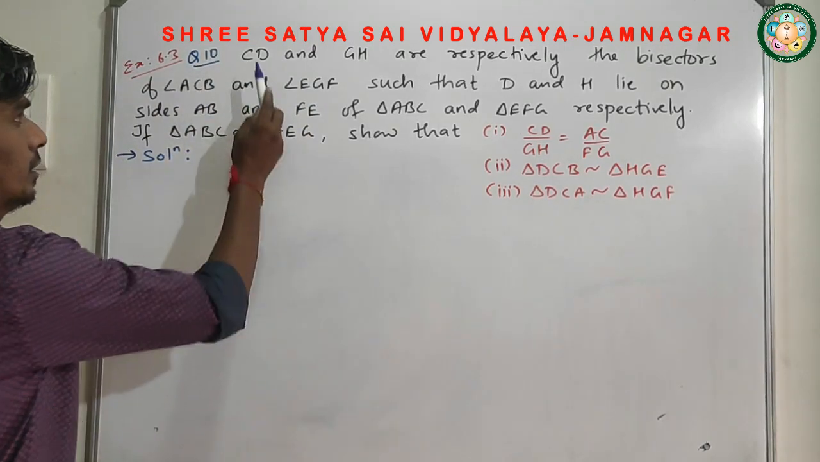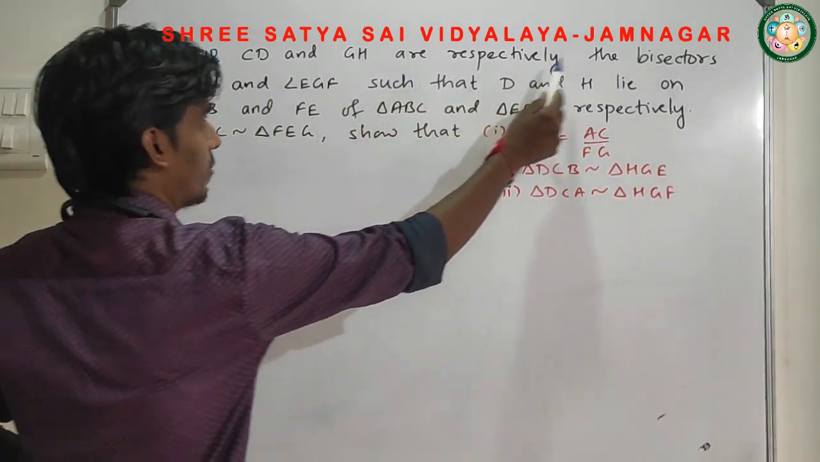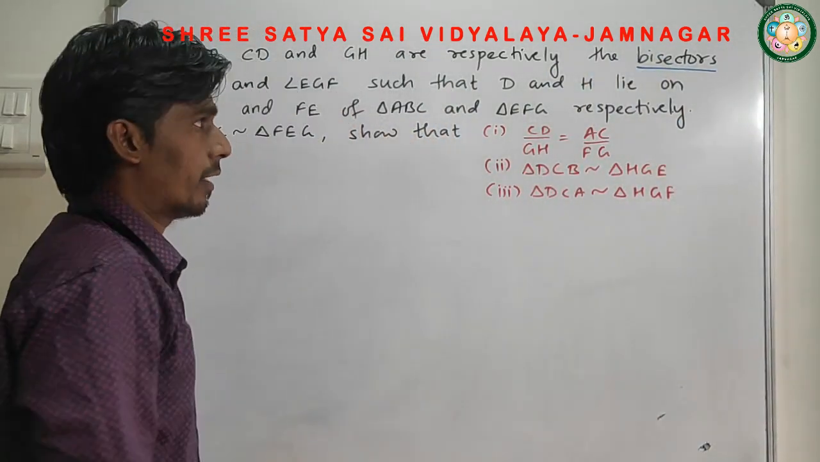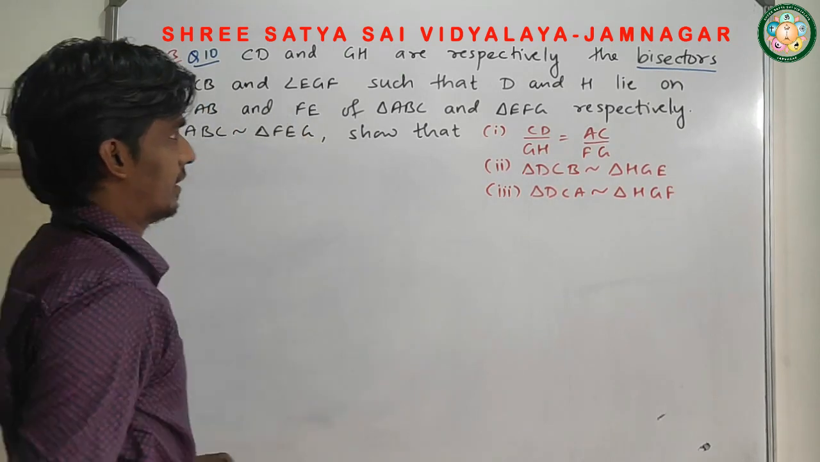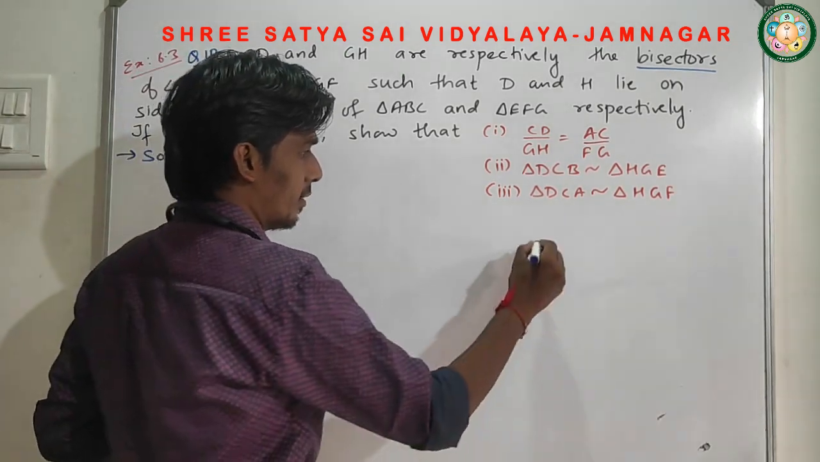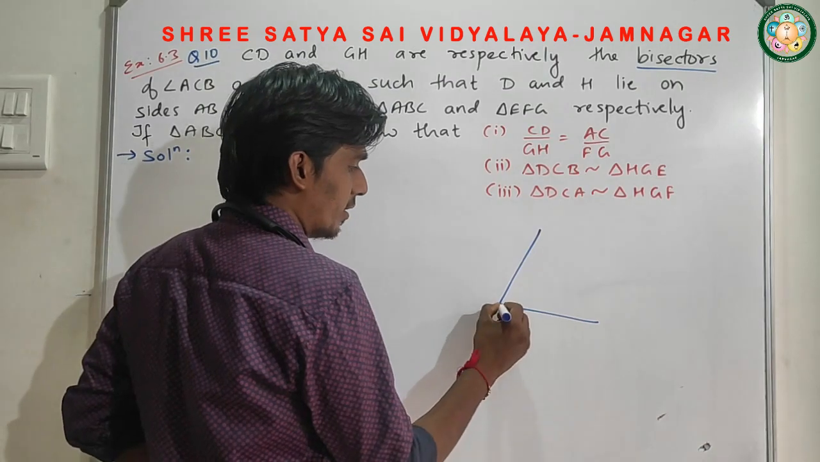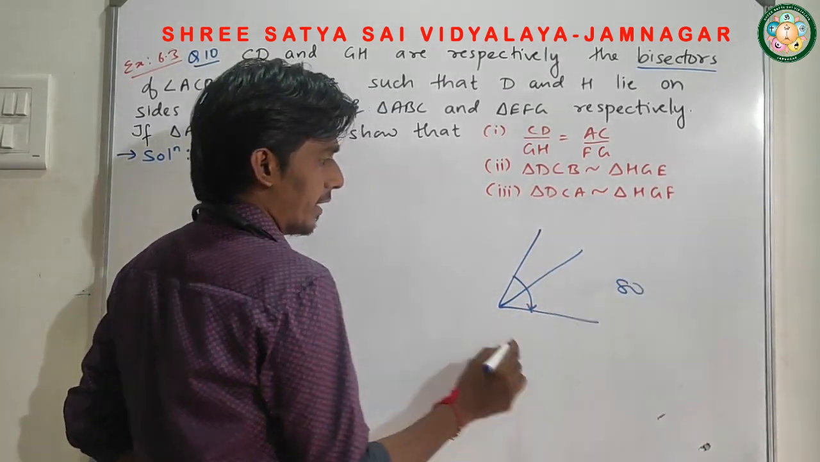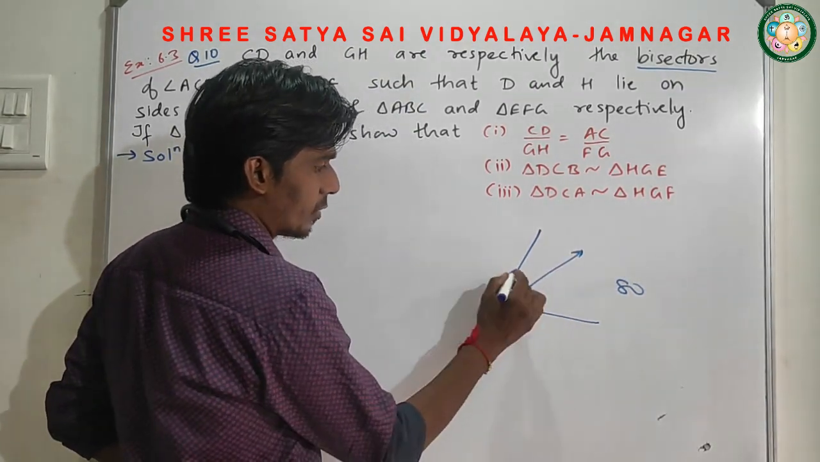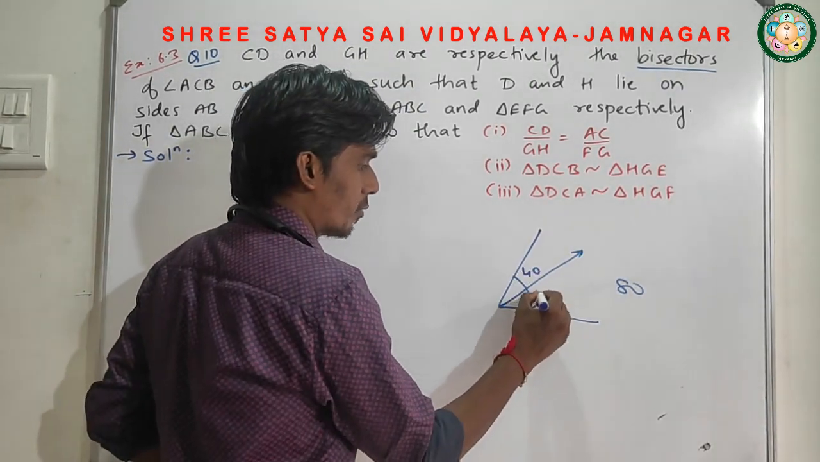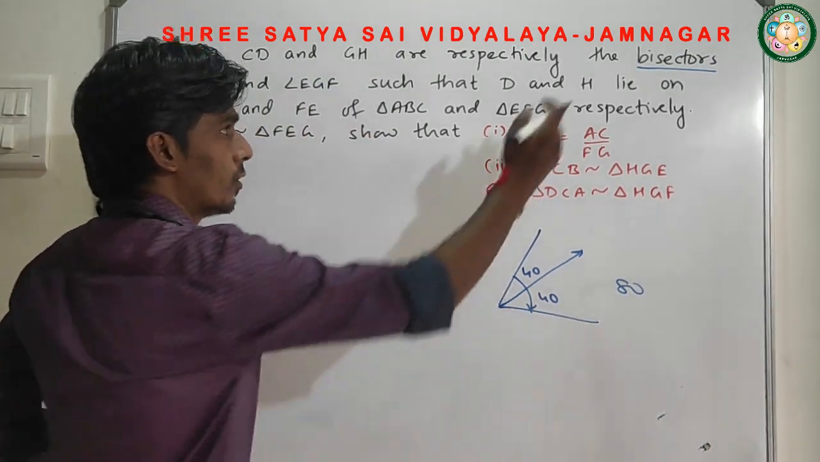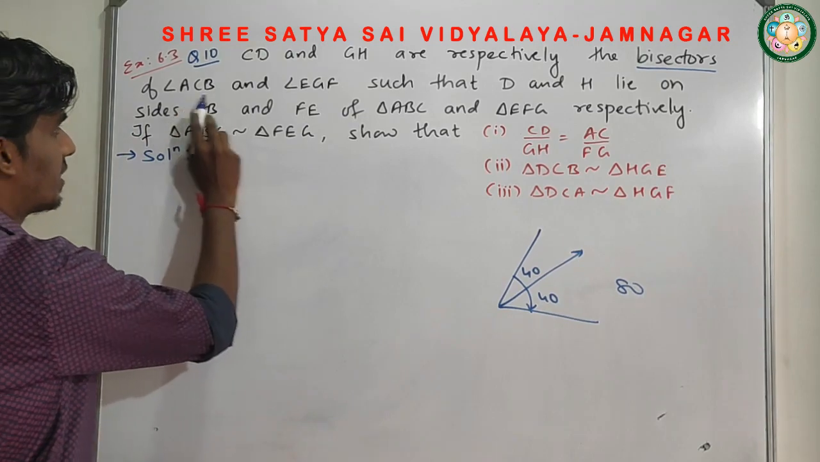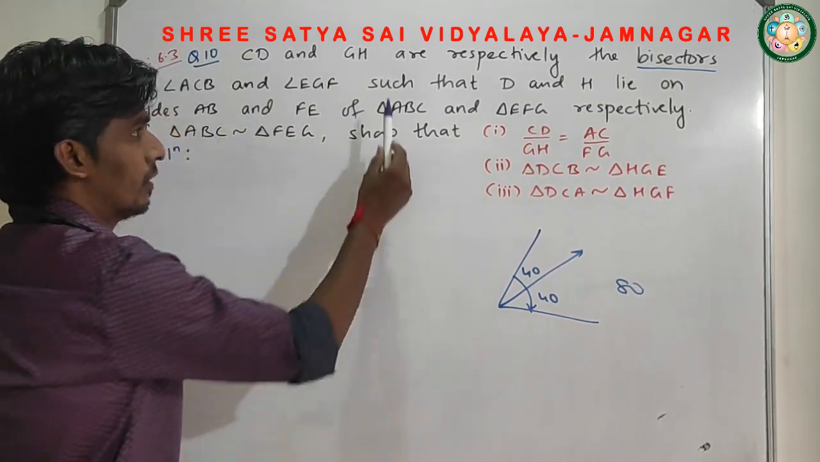Question number 10. CD and GH are respectively the bisectors of angle ACB and EGF. Now first of all you should know the meaning of bisector. An angular bisector means to divide any angle into two equal parts. Suppose this whole angle is 80, then this ray is dividing this whole angle into two parts. So this angle becomes what? 40 and 40.